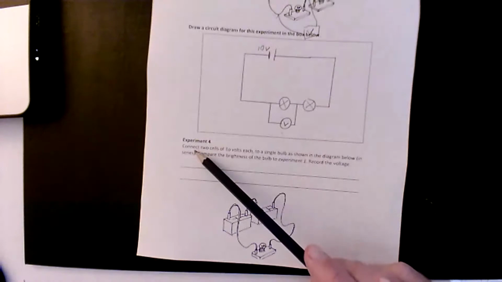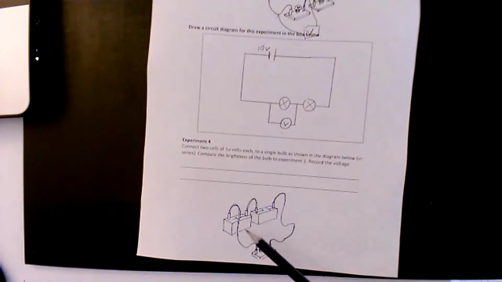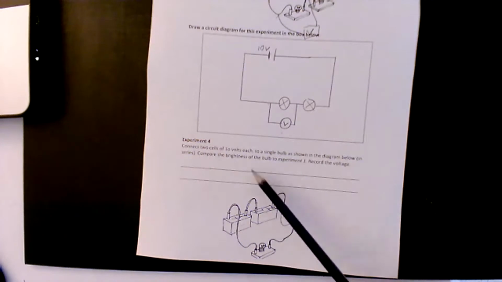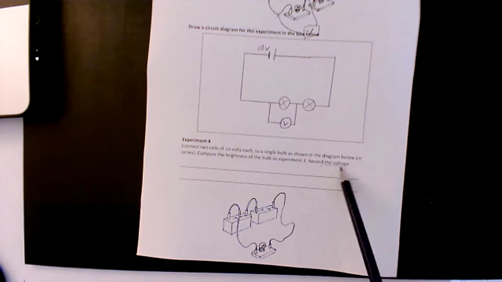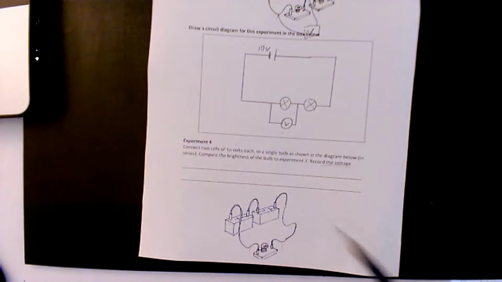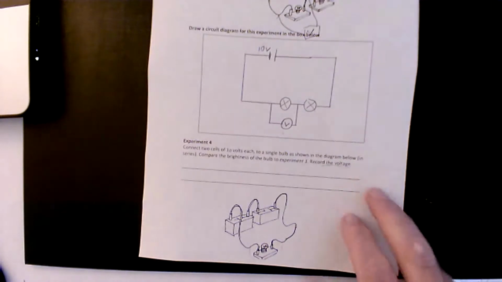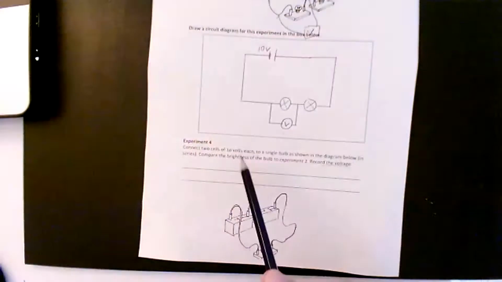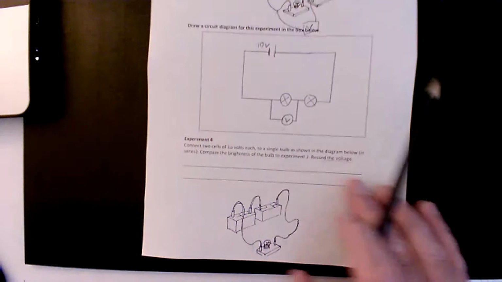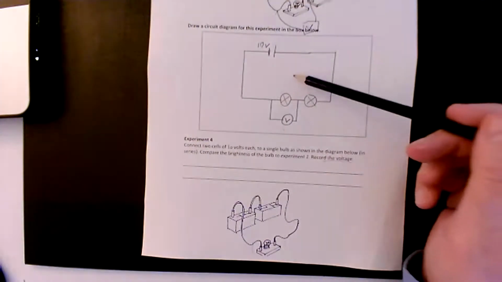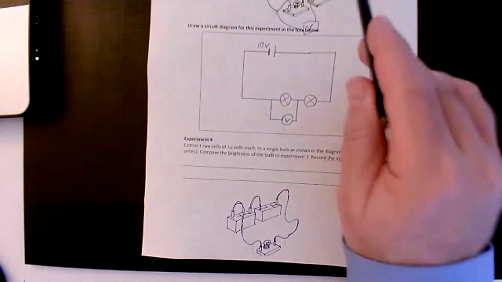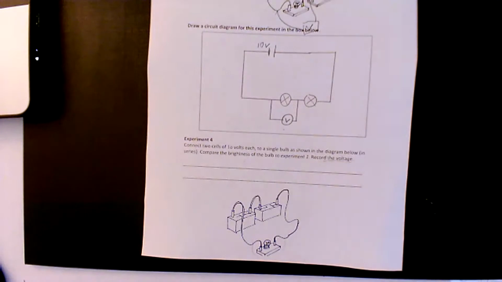Then the next one asks us to connect 2 cells. So now it's adding an extra cell, isn't it? Again, you can observe the brightness and record the voltage by putting your voltmeter on this. Just be really careful with that, please, making sure we're answering each question, as well as doing our circuit diagrams. Let's really make sure we're answering the questions.